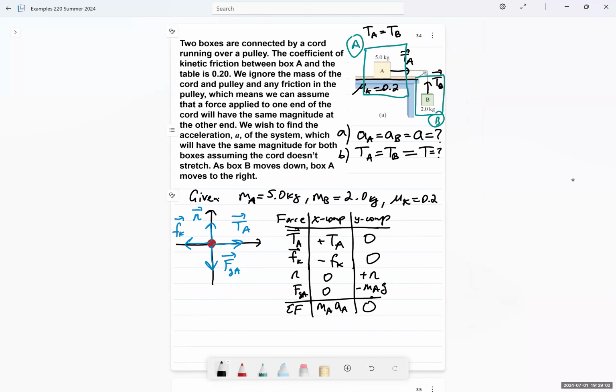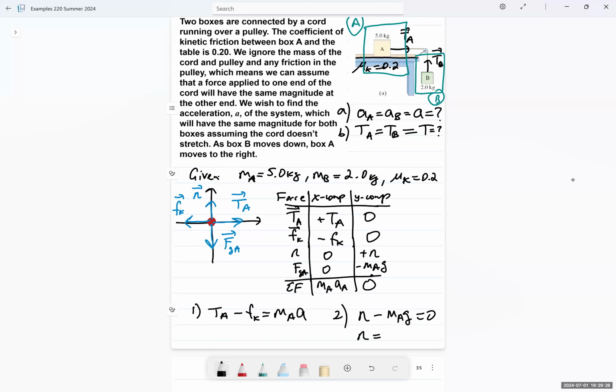That means I'm going to get two equations. The first is TA minus F of K equals MA times A, mass of A times acceleration. Then I get equation 2, which is normal force minus MAG equals 0, which tells us that the normal force is equal to the weight of object A, so it equals MAG. We can calculate this because we know it's 5 kilograms. So 5 times 9.8 is 49 newtons. The normal force is 49 newtons.